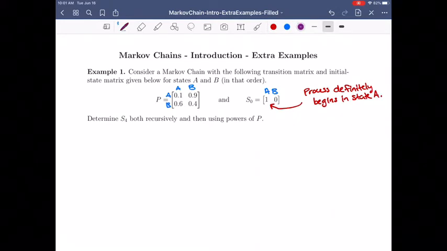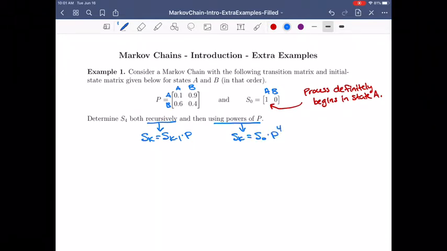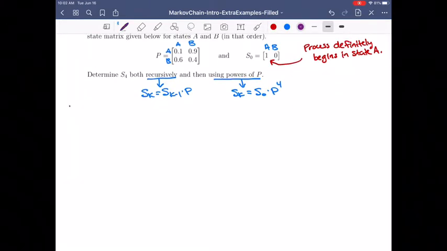Okay, what we want to do here is compute S4, the fourth state matrix, recursively and then using powers of P. So we're going to do it in two different methods. Remember, the recursive method is that you compute Sk by taking the one before, Sk minus 1, and multiplying by P. So we're going to have to compute S1, S2, S3 before we can get to S4. Using powers of P, we're going to use the formula that Sk is the initial state S0 times P to the power 4. So there we're going to have to compute powers of P. So let's do the recursive one first.